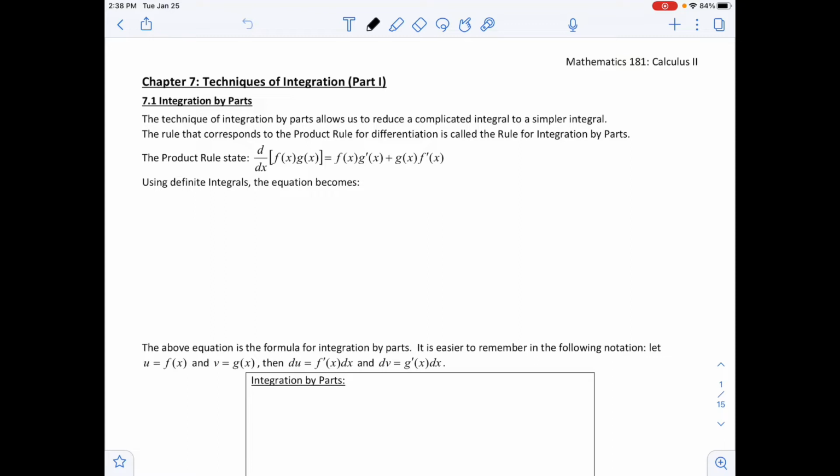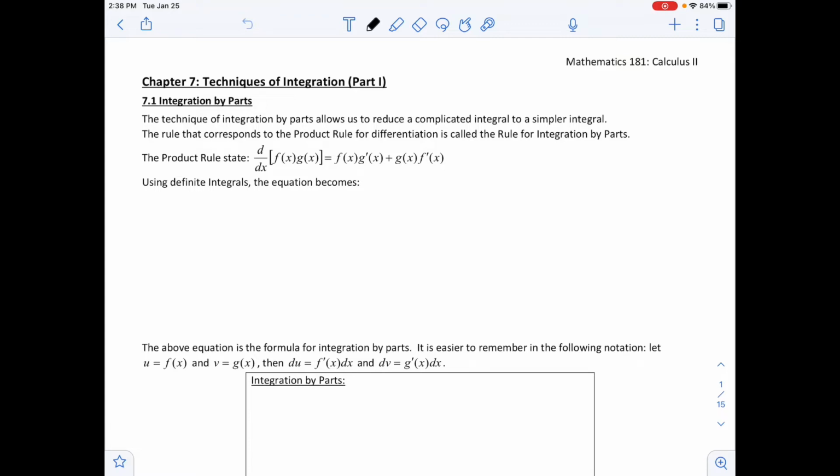The technique of integration by parts allows us to reduce a complicated integral to a simpler integral. The rule that corresponds to the product rule for differentiation is called the rule for integration by parts, or simply parts. The product rule states that the derivative d/dx of two functions multiplied together, f(x) times g(x), is equal to f(x) times the derivative of g(x) plus g(x) times the derivative of f(x).